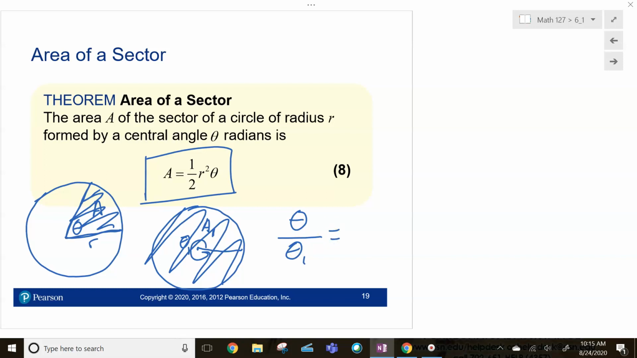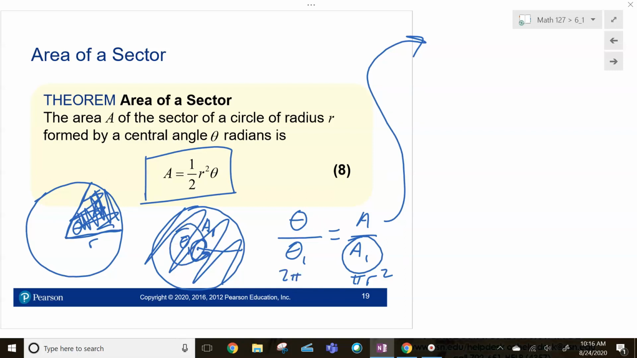That ratio is equivalent to the area of the small sector over here to area 1, the area of the entire circle, which we know to be pi r squared. And if we do a full revolution around, that theta 1 is 2 pi, a full revolution in radians. So we have theta is to 2 pi, full revolution, as the area of the small sector is to the area of the entire circle, pi r squared.